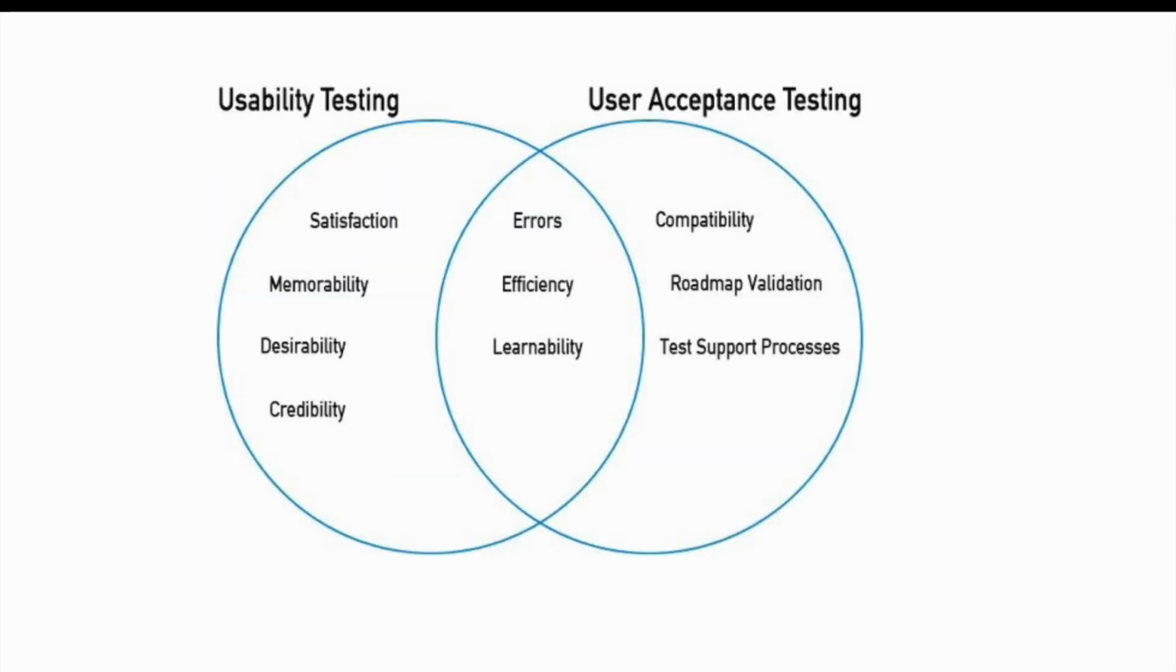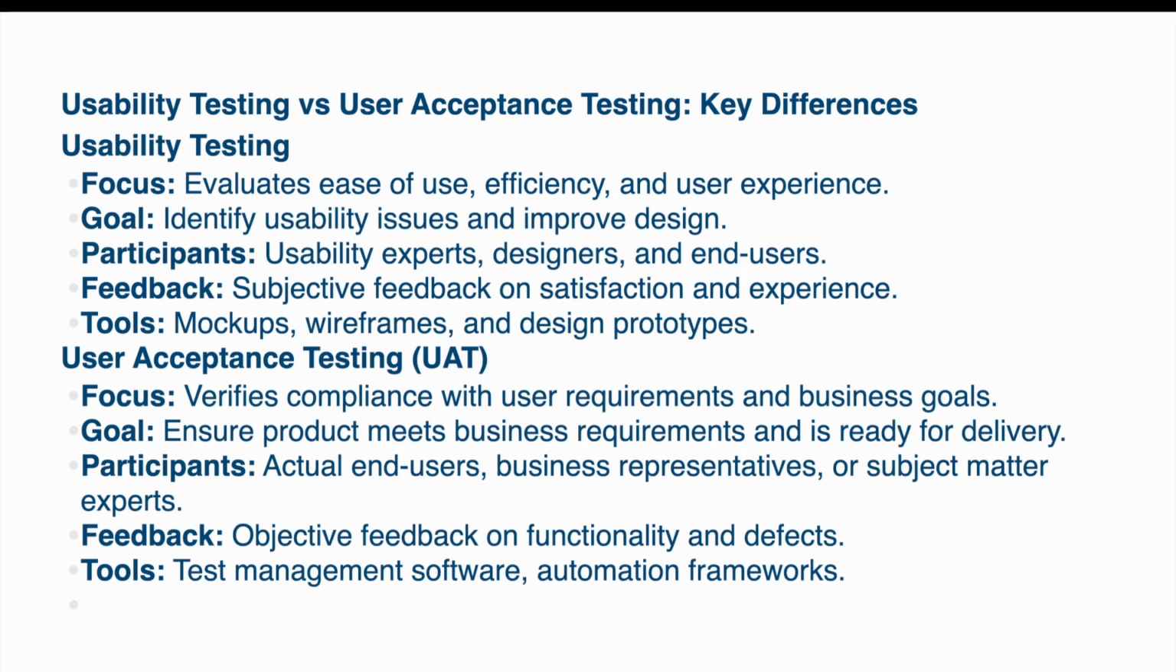Here in this diagram, we can see the difference between usability testing and user acceptance testing. There are three aspects that are common in both testings, that is error, efficiency and learnability. So let's see all the other differences in both testings.